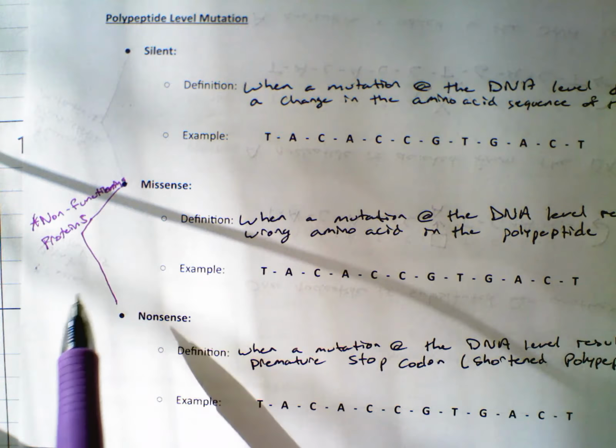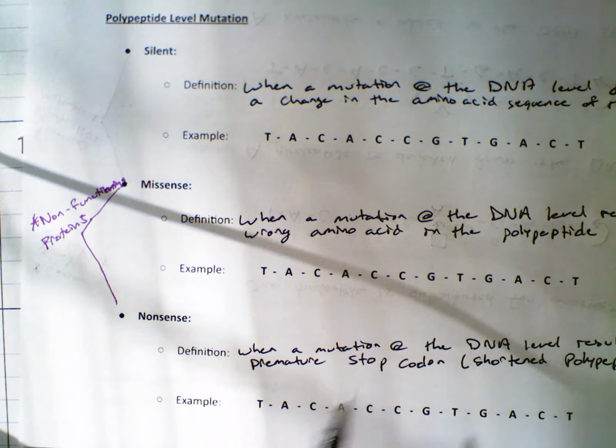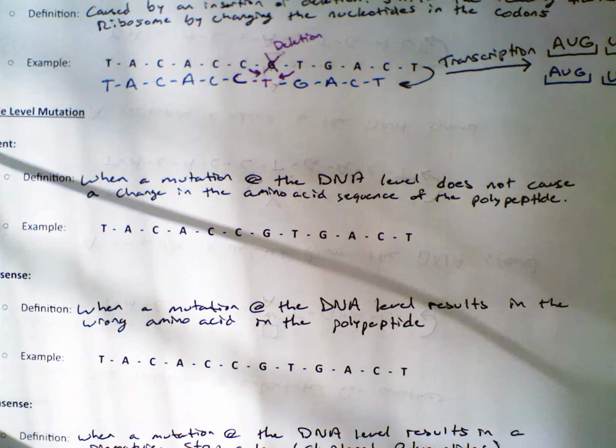So in a silent mutation, again, the mutation at the DNA level does not cause a change in the amino acid sequence. This can be confusing for people because it seems as though every mutation should impact the protein because of the order that things are done in, going from transcription to translation. But here's how you could end up with a silent mutation.